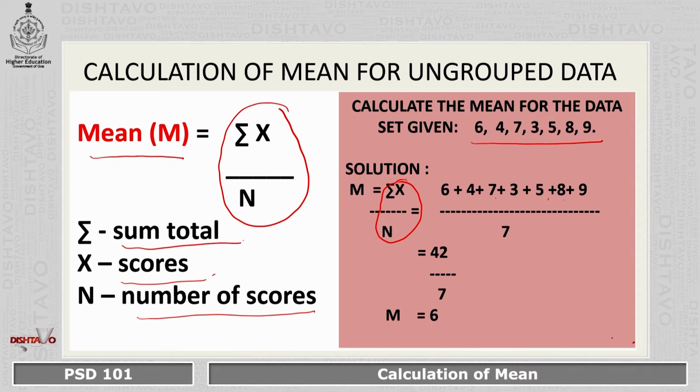And you divide this with the number of scores. If you count the scores here, 1, 2, 3, 4, 5, 6, 7. There are 7 scores, so you put 7 here. If you do the sum of all these numbers, you get 42. Divided by 7, your answer mean is equal to 6.